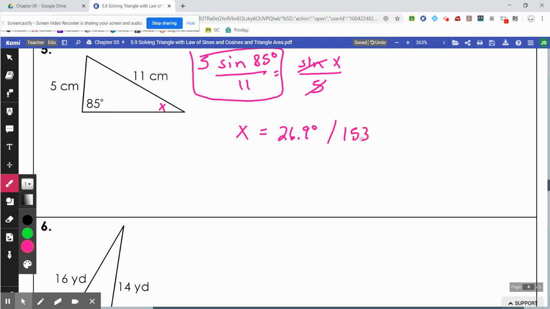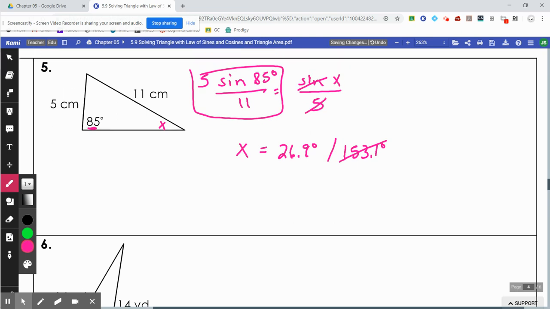Now remember that when you're dealing with law of sines, there are 2 possible answers, so the other one would be 153.1 degrees. However, because of this being 85, we can rule that one out. Now, we still don't have what we need. We need a side, and the angle in the middle. We have this 26.9 degrees, which is this angle down here.